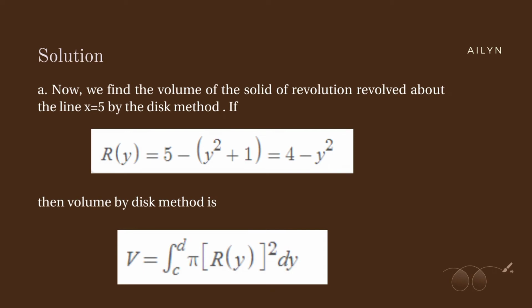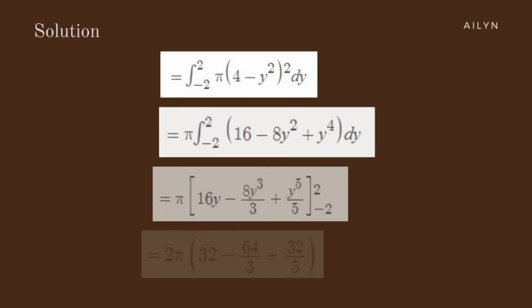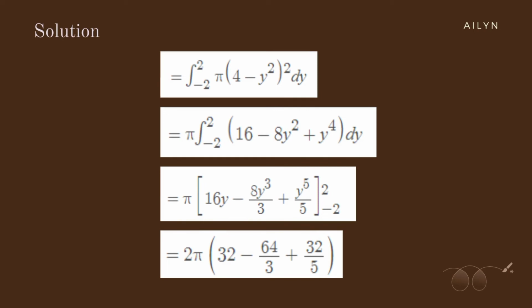the disk method. If r of y equals 5 minus y squared plus 1, which is exactly 4 minus y squared, then the volume by the disk method is V equals the integral of pi times r of y squared dy, integrating from c to d, which are the lower and the upper limits. Substituting the value of r of y, which is 4 minus y squared, from negative 2 to positive 2, we have the integral of pi times the quantity 4 minus y squared, squared, dy from the limits of negative 2 to positive 2.